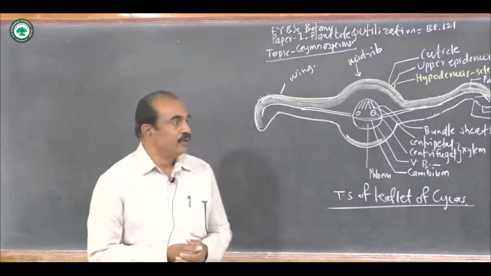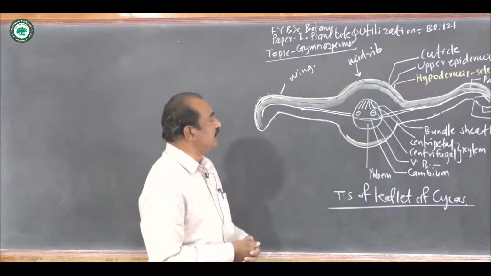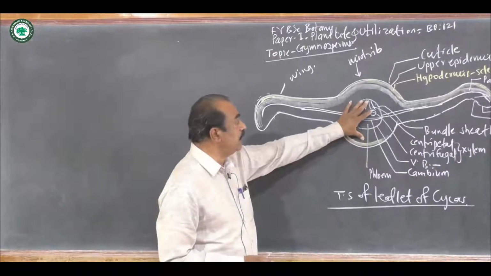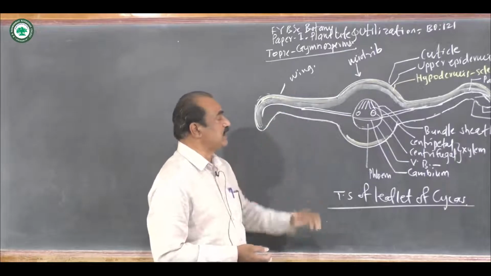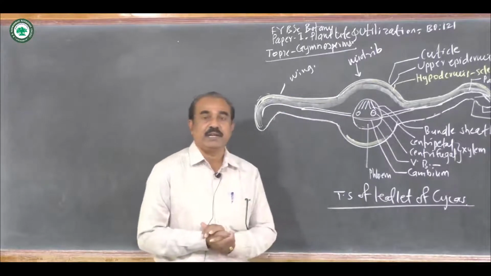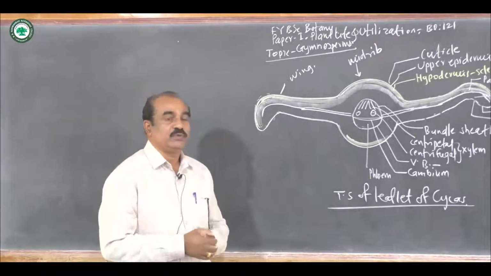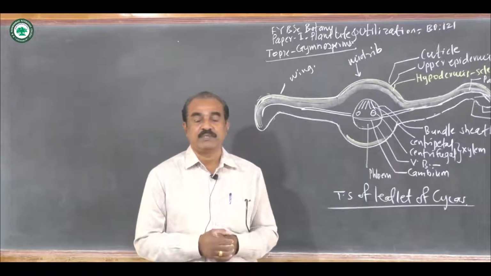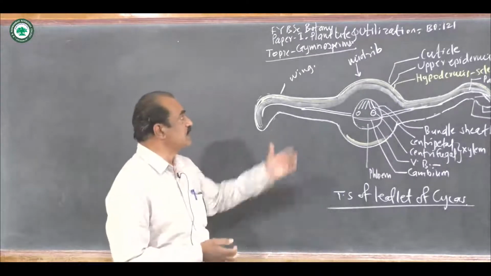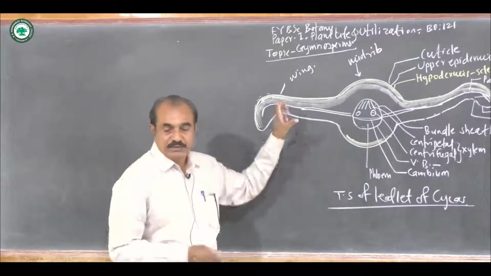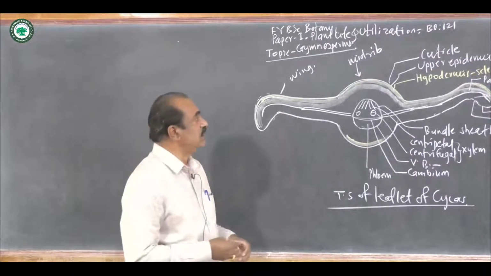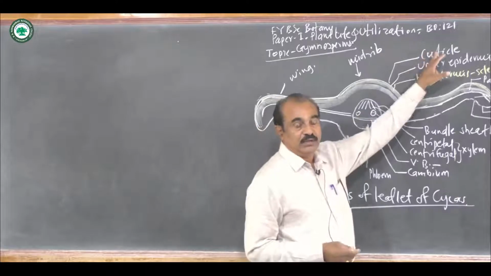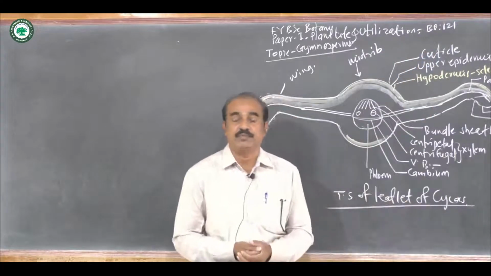Now at the center there is the midvein, and in the midvein region, from the upper surface and lower surface, there is the mechanical tissue. That mechanical tissue is called the sclerenchyma, and that layer is called the hypodermis. But before this, from the external side, the complete TS is covered by the cuticle. Now this is the xerophytic character of this plant.